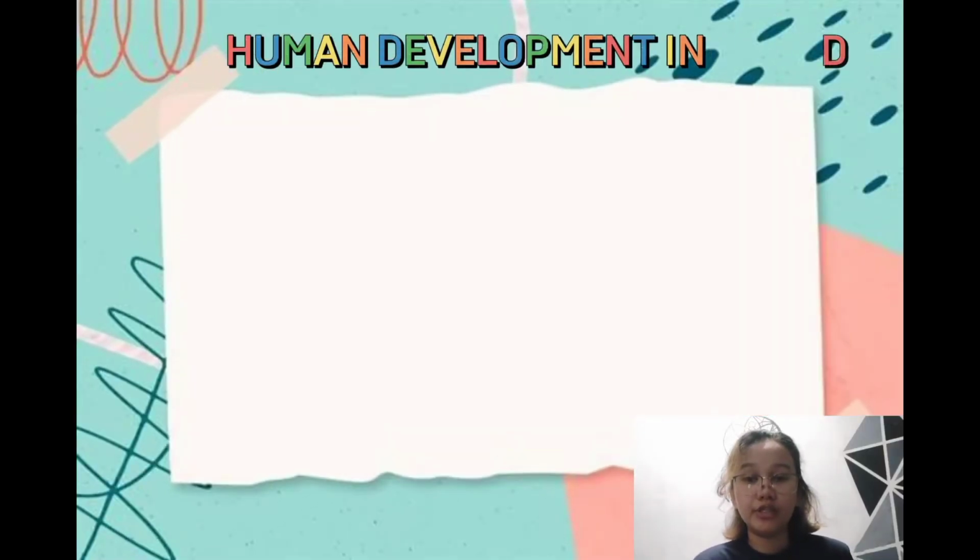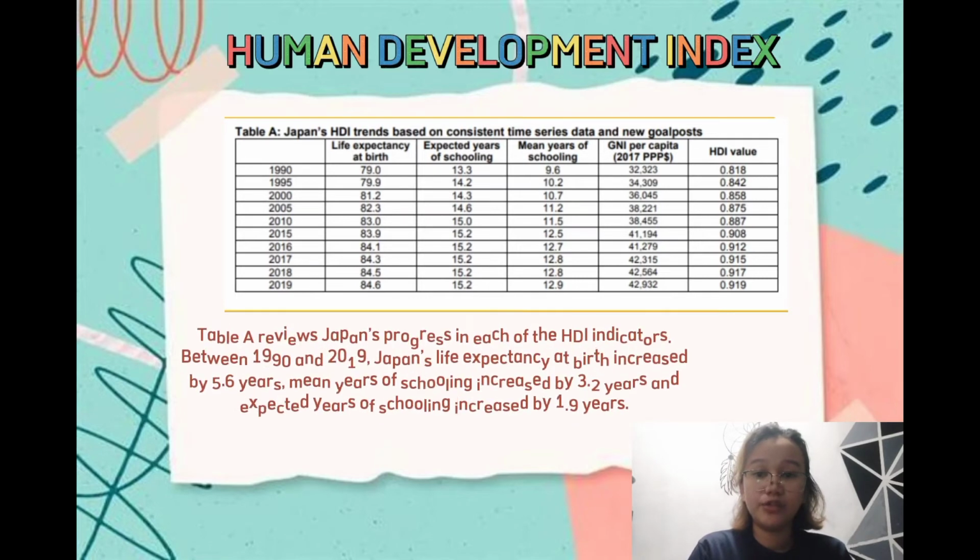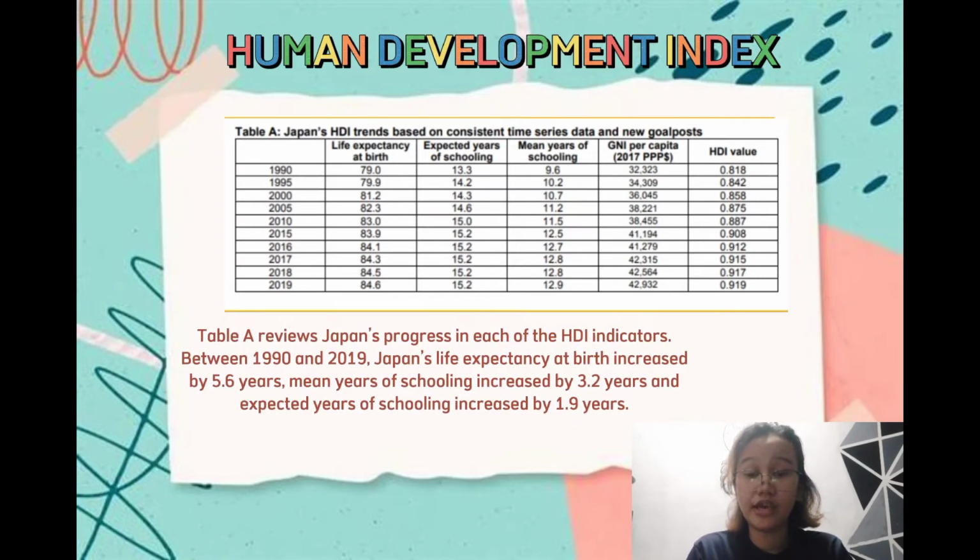I'm Trisha Nicole Kalangian and I'm here to discuss the HDI and GDI of Japan. Between 1990 and 2019, Japan's HDI value increased from 0.818 to 0.919, an increase of 12.3%. Table A reviews Japan's progress in each of the HDI indicators between 1990 and 2019. Japan's life expectancy at birth increased by 5.6 years, mean years of schooling increased by 3.2 years, and expected years of schooling increased by 1.9 years.